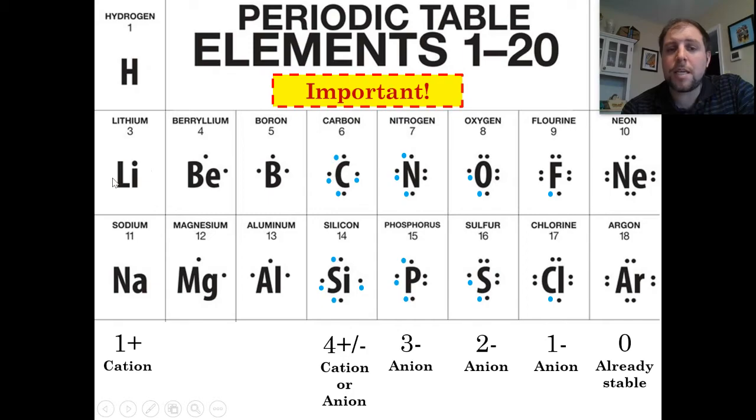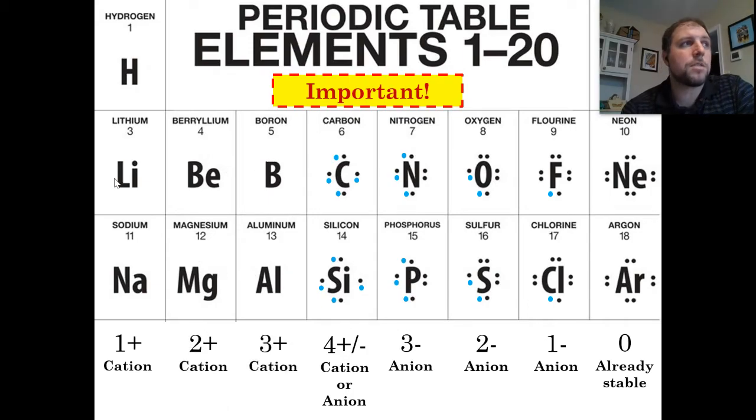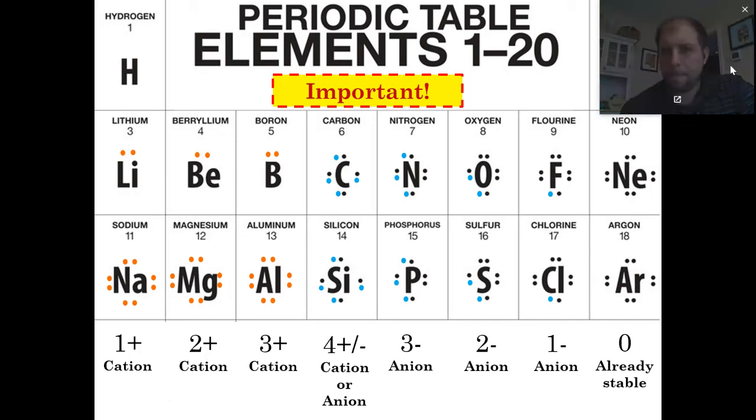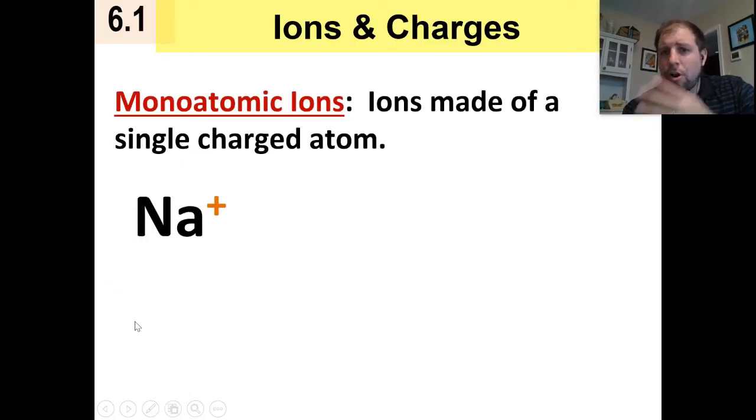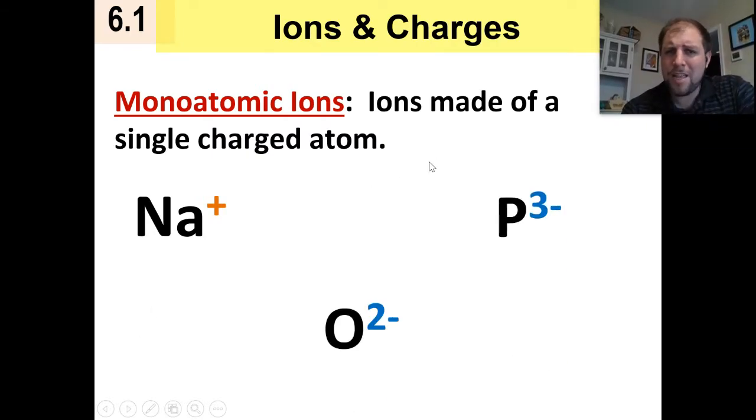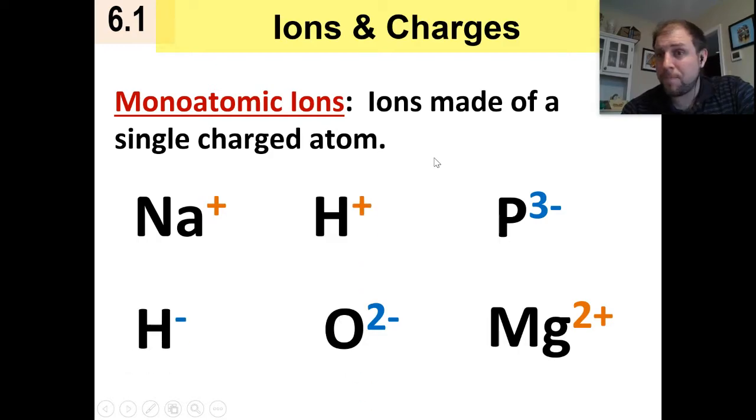What they do instead is they get rid of their electrons, and that makes them positive ions. So again, nonmetals steal electrons, metals give those electrons up. These together are the monoatomic ions. These are all these ions that are made of just one charged atom that either gained electrons by stealing them or lost electrons by giving them up to another atom. These are monoatomic ions, literally ions made of a single charged atom.